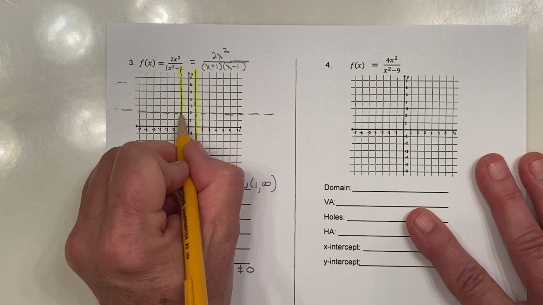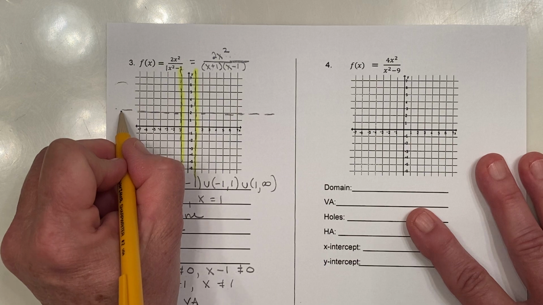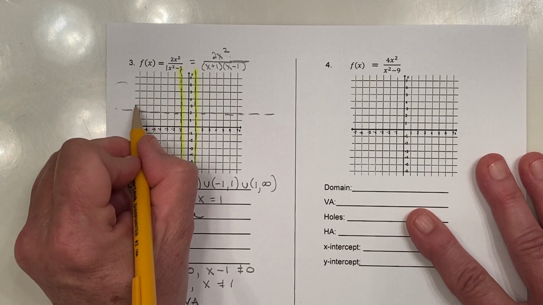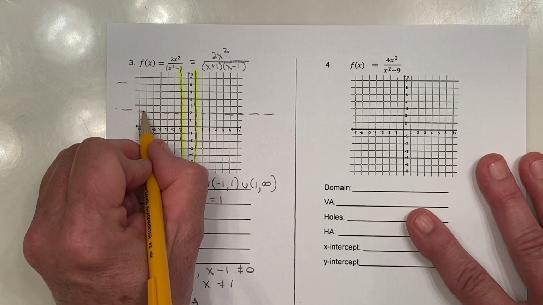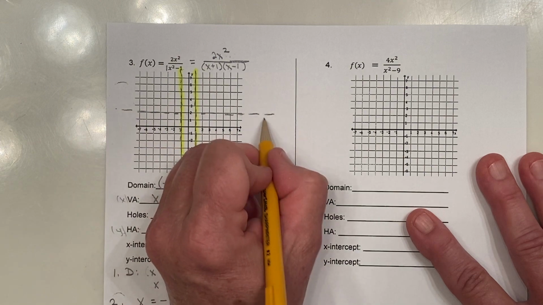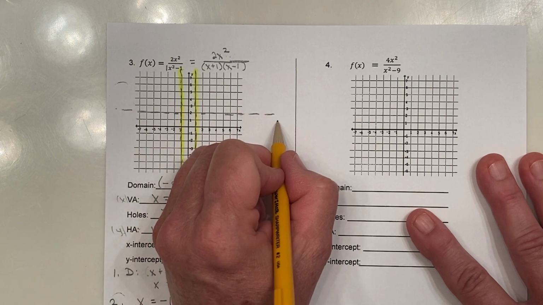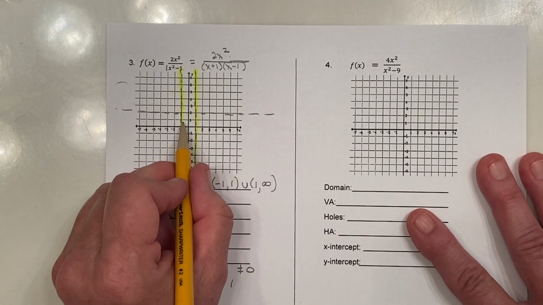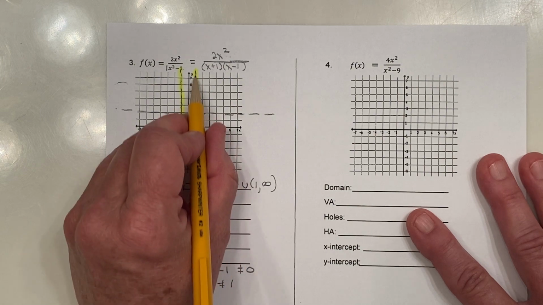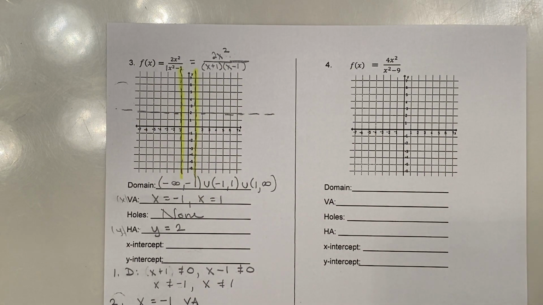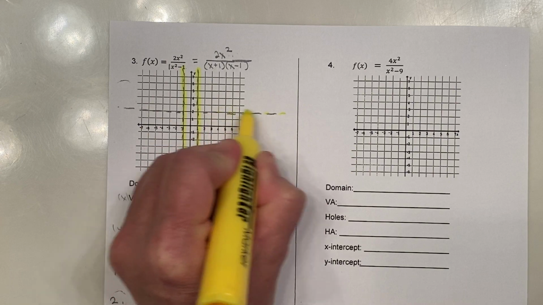You can dash in between here. It doesn't matter. It's just that we're really interested in the behavior of the graph as it comes on the screen close to y equals 2 and then leaves close to y equals 2 over here. The graph can cut through the horizontal asymptote, but it'll never cross a vertical asymptote. Okay, so here's your horizontal asymptote.